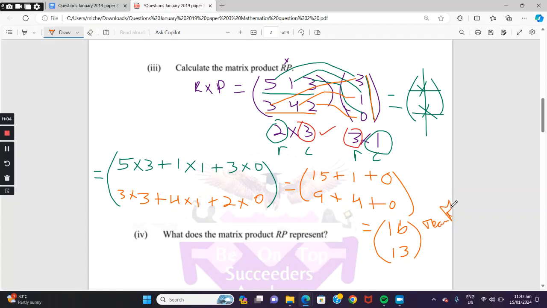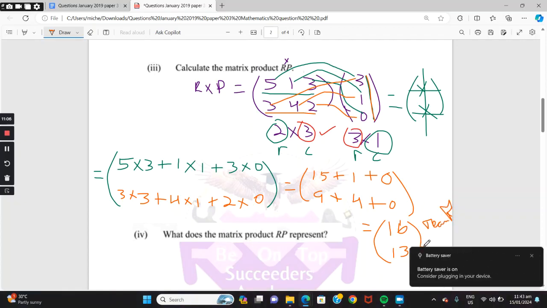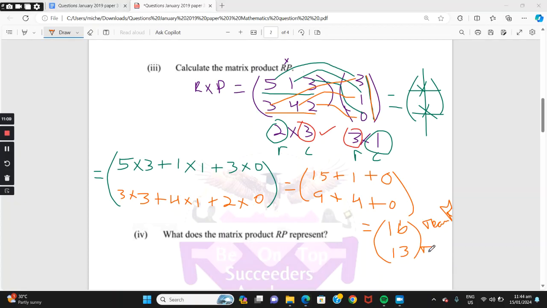Okay, I don't have space to write that. And below would represent team beta. Just give me a minute or so. I'm going to just plug in my charger.